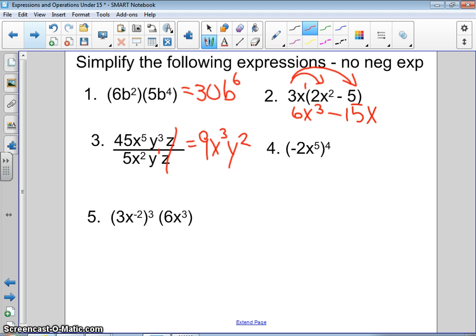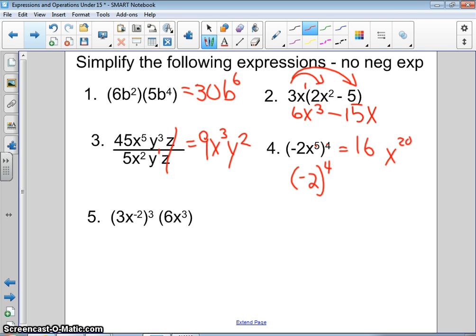For number 4, we've got negative 2x to the 5th raised to the 4th. The easy part of this is the x. X to the 5th to the 4th is x to the 20th. The only time you multiply exponents is when you have a power to a power, and 5 times 4 is 20. What's a little bit more difficult is the negative 2 being raised to the 4th. You can put this in your calculator just like this and get the answer. It's going to be negative 2 times negative 2 times negative 2 times negative 2, and that's going to make this answer a 16 right here. So that's going to be 16x to the 20th.